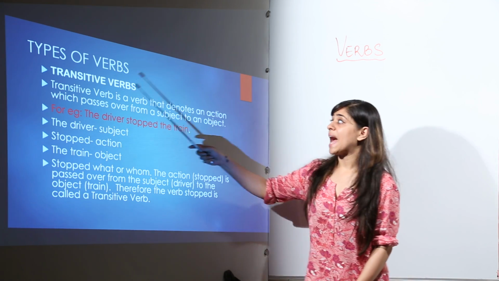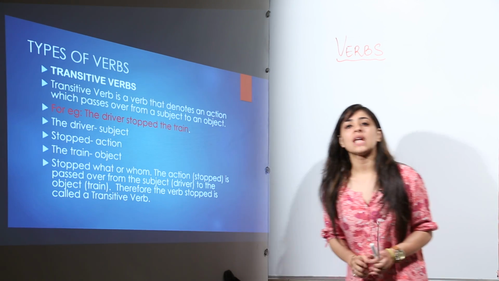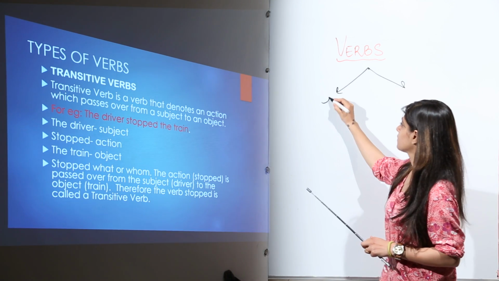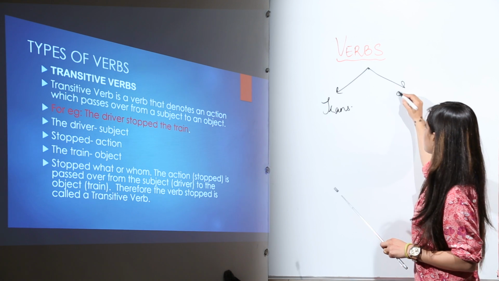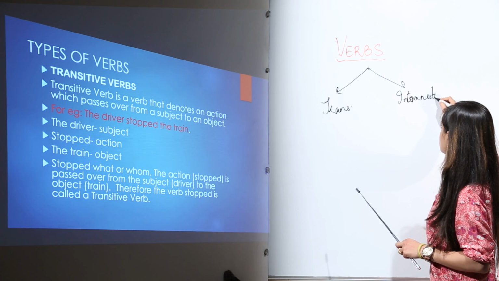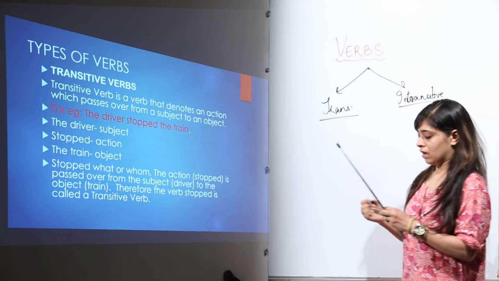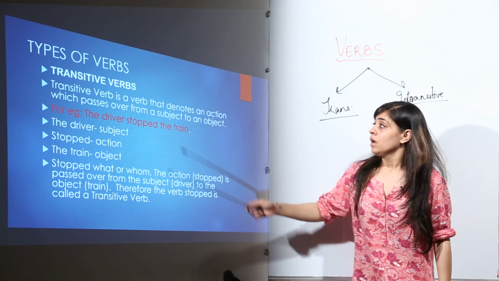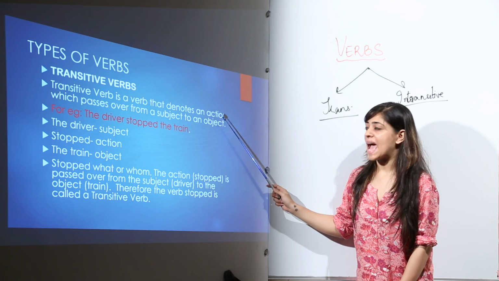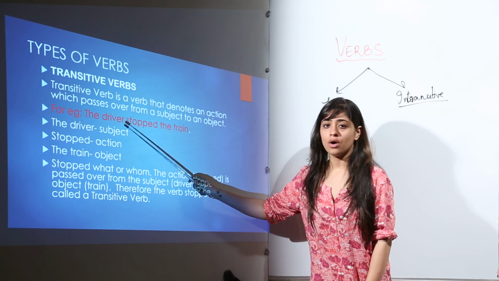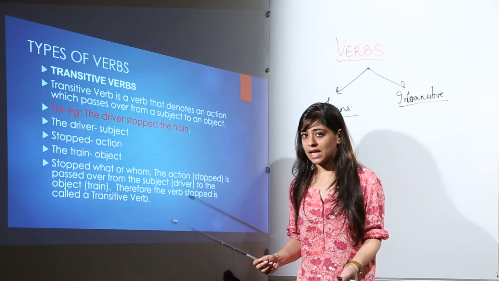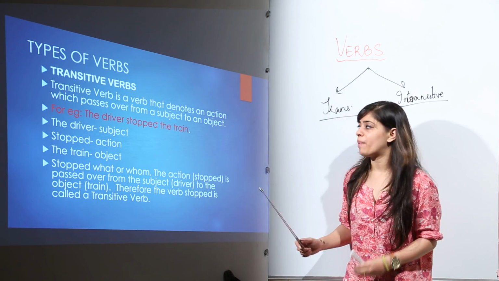Moving on to types of verbs. Now we have two types of verbs, transitive and intransitive verbs. Now let's look at the definition. A transitive verb is a verb that denotes an action which passes over from a subject to an object. Now this is a little difficult to understand, so we'll look into an example for better explanation.